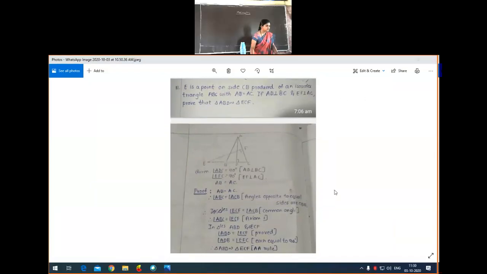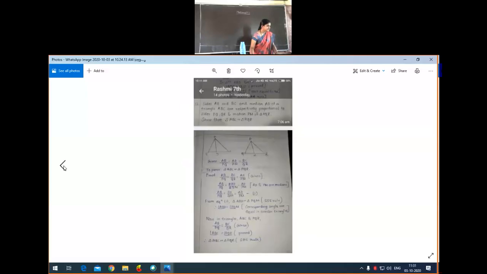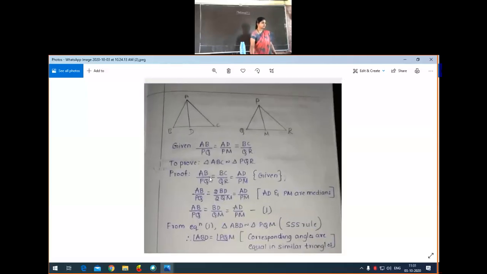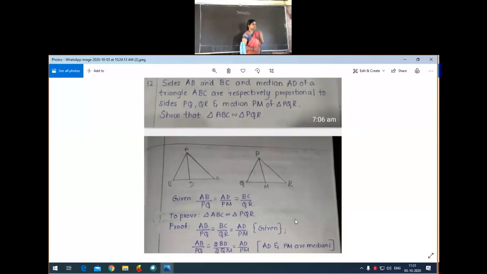Without wasting time, we'll discuss the 12th question now. Here we have the 12th problem. See, the question is like this: sides AB and BC and median of a triangle ABC are respectively proportional to sides PQ, QR and median PM of triangle PQR. Show that triangle ABC is similar to triangle PQR.